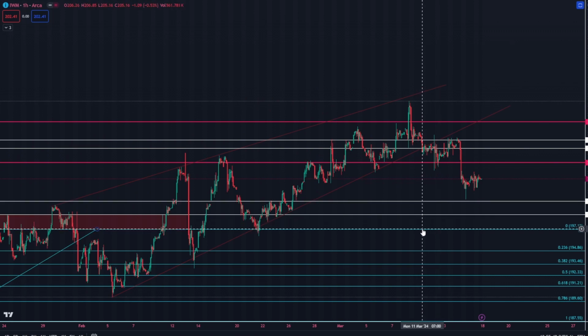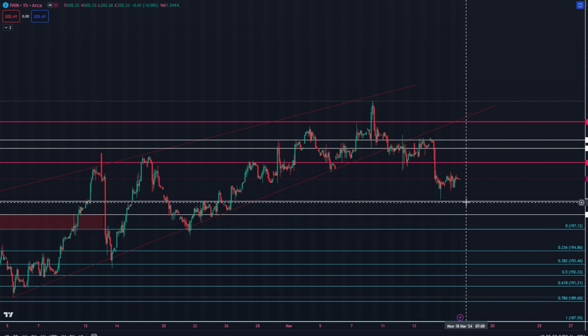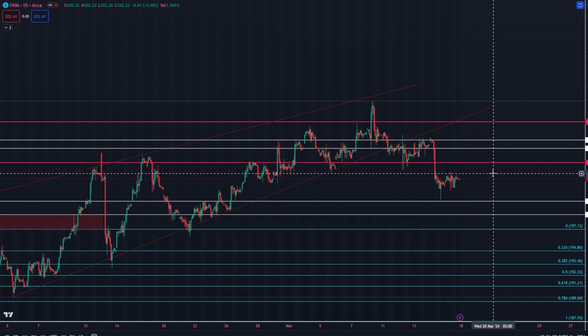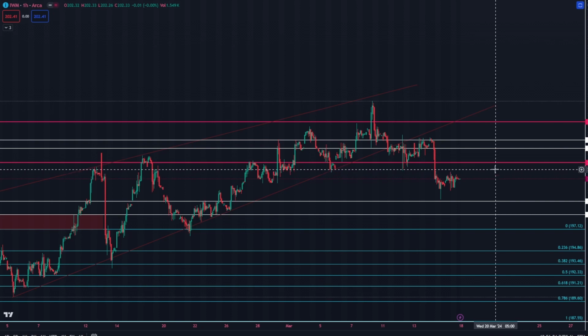If we break down below this 200, guess what level I see? You're never going to guess. I definitely see this 197.12. That's realistically what I'd be looking for on IWM, so long as we break down below. Now, if we continue to hold above 200 and we continue to go higher, then here is where we'd need to see a relatively big break, right?